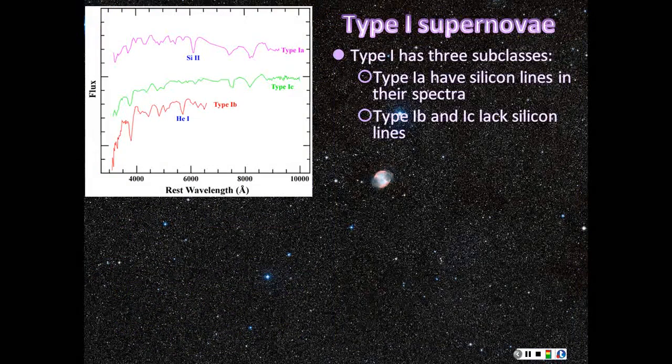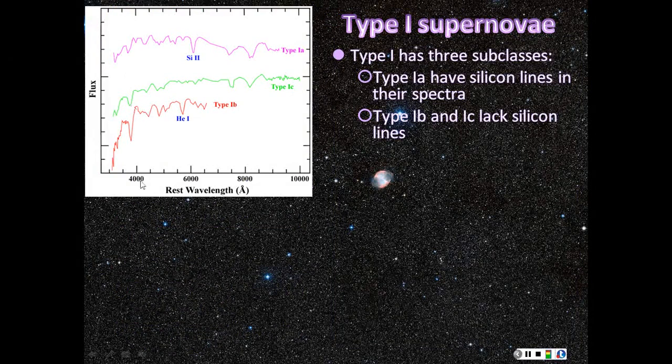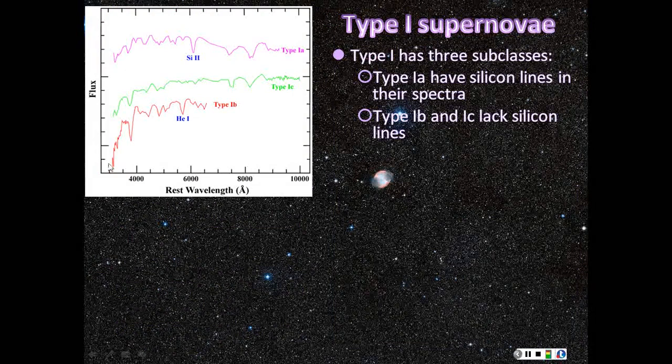So for the type 1, we said there's three subclasses. Type 1a have the silicon lines. Here you can see this is a spectrum in the visible, so this is red here, blue over here. And here's this silicon, an ionized silicon line in the type 1a, which is not seen in the type 1c. The 1b has a helium line, but no silicon line.